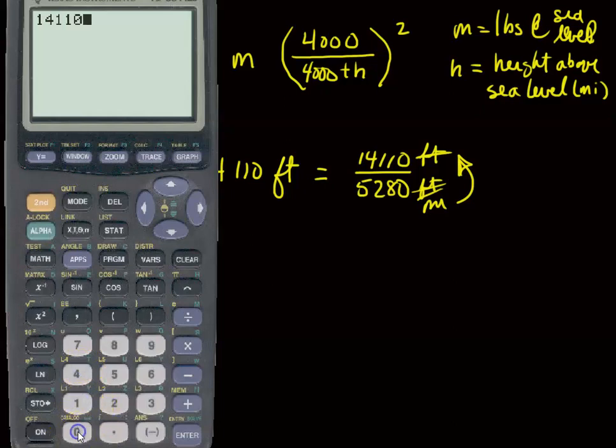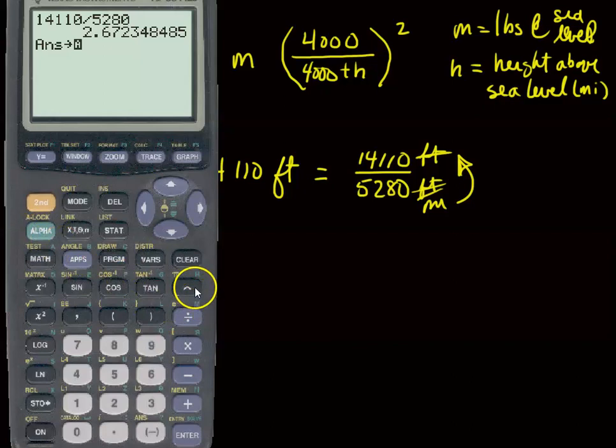14,110 feet divided by 5,280 feet per mile gives us 2.6723. Now, I'm going to store that. There's a button here, STO with an arrow. We're going to store that into the alpha H, because that's the number of miles above sea level.